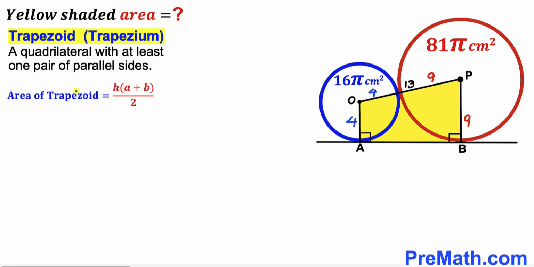each. And now let's recall the area of a trapezoid formula. Area is always equal to the height h times the sum of these two bases a plus b, all over 2. And here in our case, our bases are 4 and 9. And the height of this yellow trapezoid is this AB length. Now our task is to calculate this length AB.